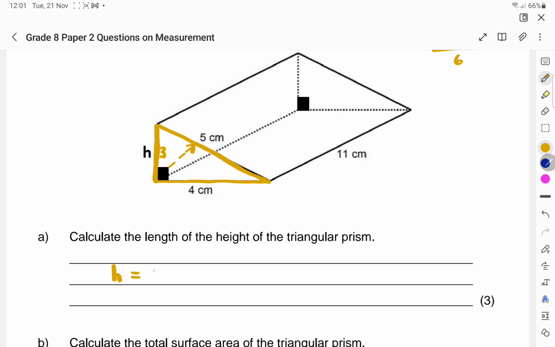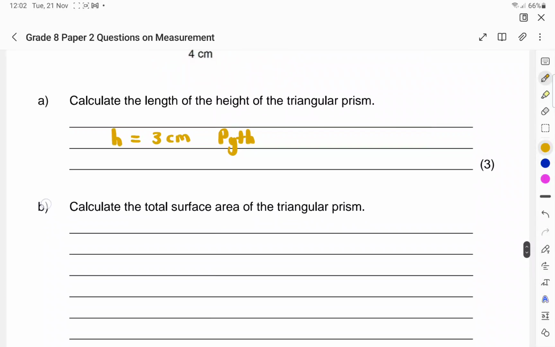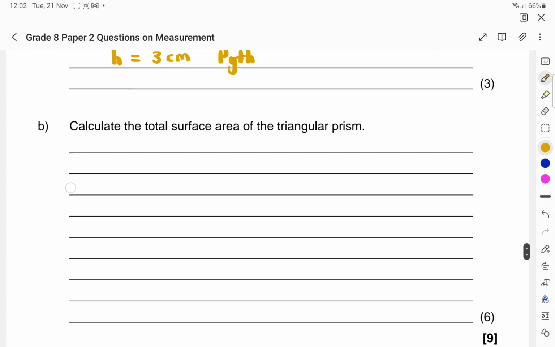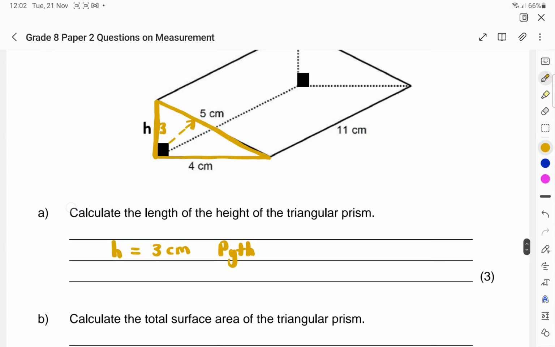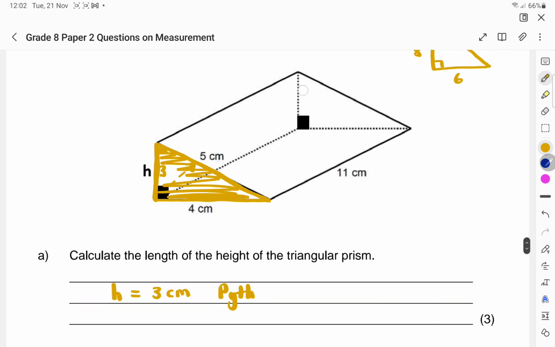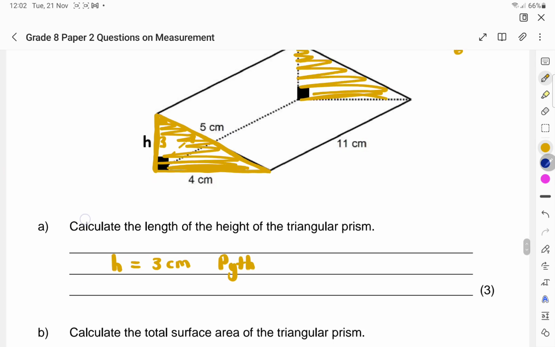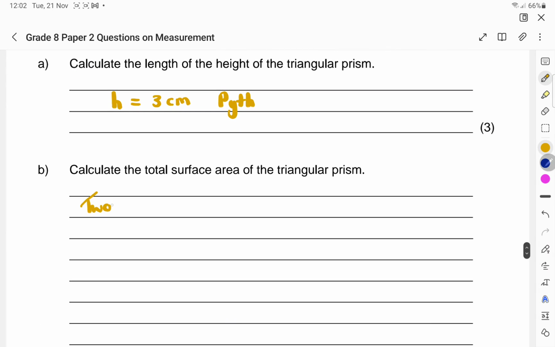So I told my kiddos that you can just say H is 3 centimeters then because of Pythagoras. No working out needed. Just H is 3. If you knew it and you've got Pythagoras, we're going to give you all those marks. Then they say calculate the surface area of the triangular prism. So we have done one of those, but let's just do it again. So we've got our 2 triangles, plus the 3 rectangles will give me the total surface area.